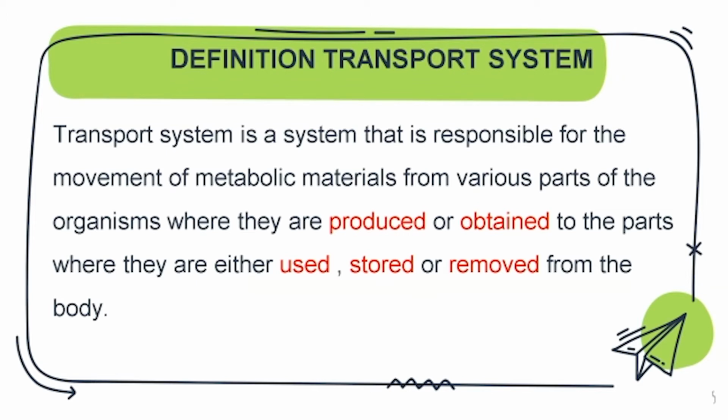So you can define transport system as a system that is responsible for the movement of metabolic materials. That metabolic there is talking about different chemical reactions that have taken place in the body. The materials that are either produced as a result of that or that gets into the body as a result of that. So these materials are moved either from where they are produced or where they are obtained to where they are used, stored, or where they are removed from the body, either in unicellular or multicellular organisms.